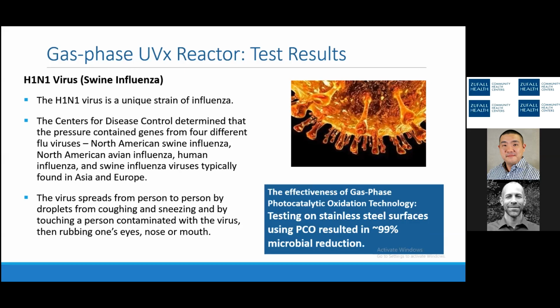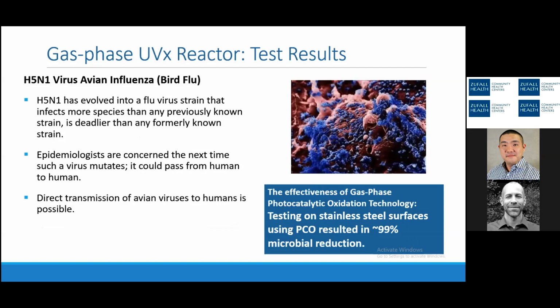For the swine influenza virus, we also see similar results where PCO technology is effective. This test was done on a stainless steel surface, showing a 99% microbial reduction in swine influenza. And again, like most viruses, they're spread through coughing, sneezing, touching contaminated surfaces, and by cleaning not only the air and the surfaces, this technology provides an extra level of protection for reducing the spread of certain diseases.